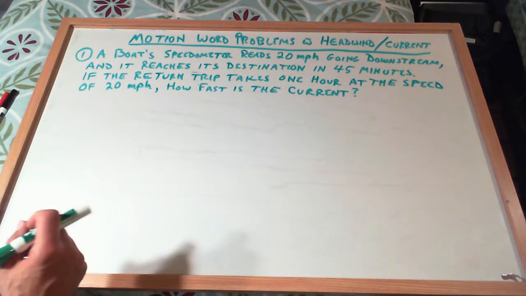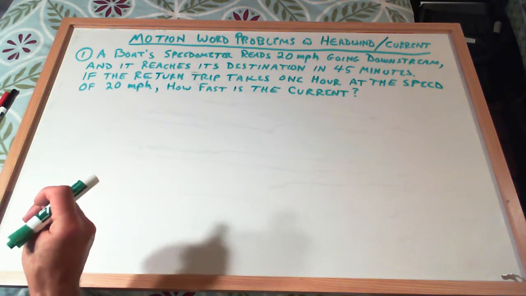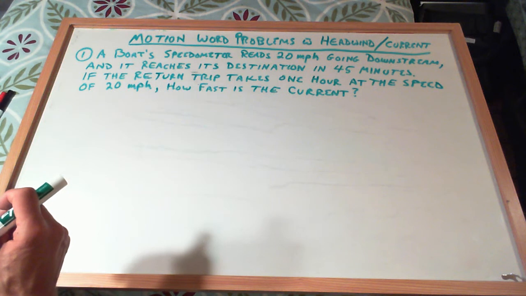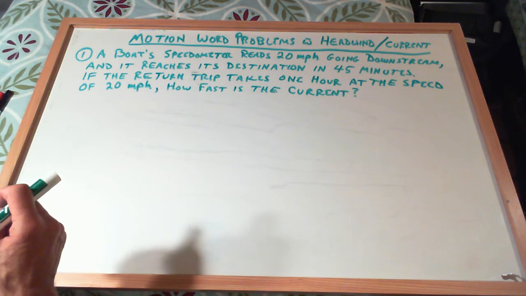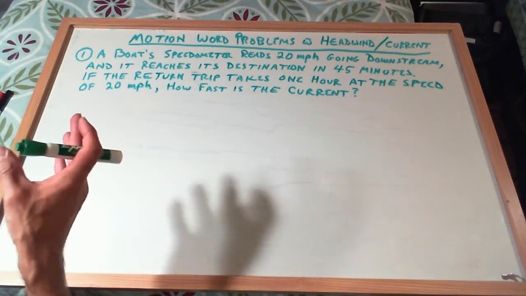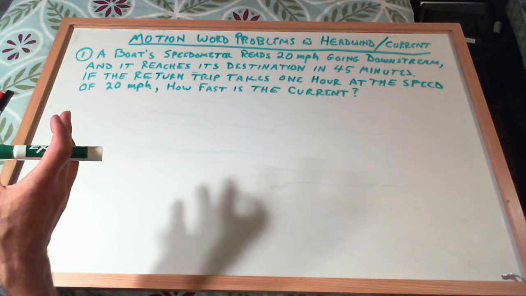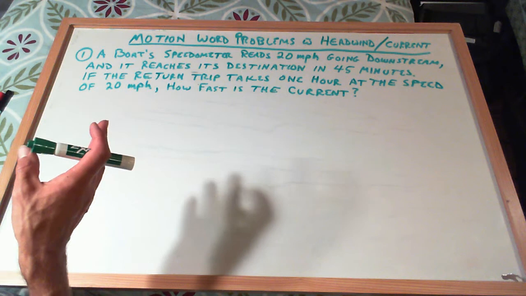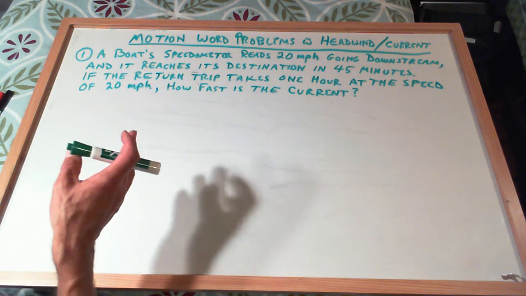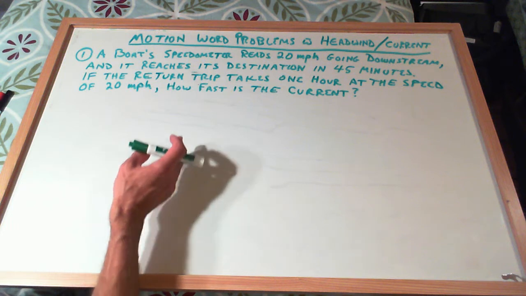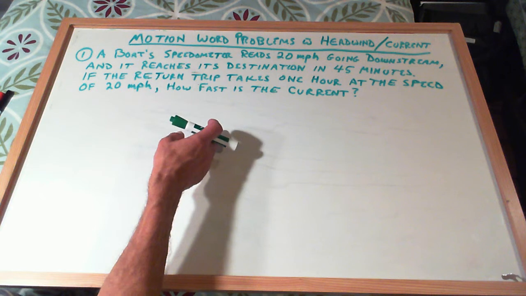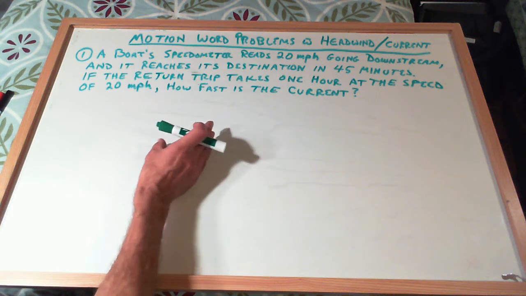So anyways, motion word problem with headwind or current. You guys are all quite familiar with motion word problems. So far you've only learned the fairly basic ones. But there are sometimes problems where you have a boat traveling down a river, and the boat may be going a certain speed in relation to the water, but in relation to the land it might be going faster, because the water might also be moving.